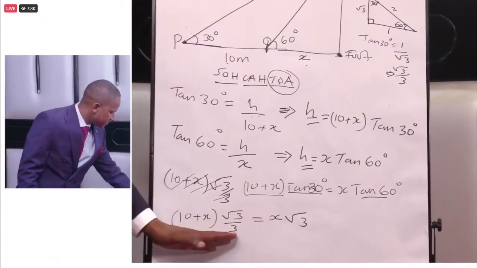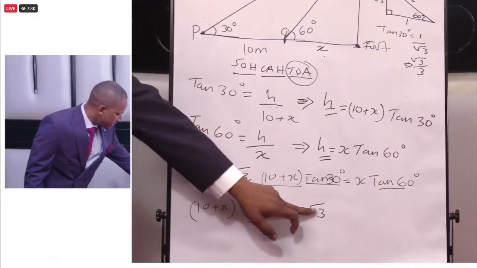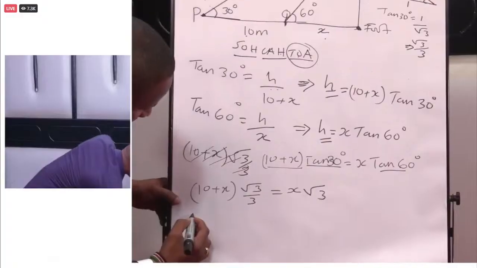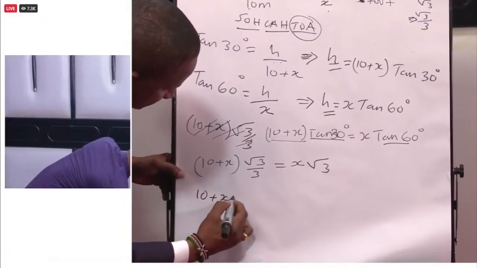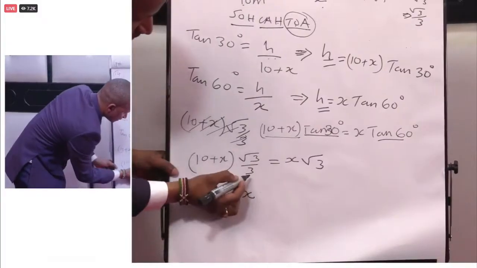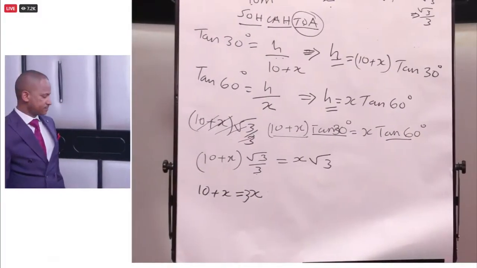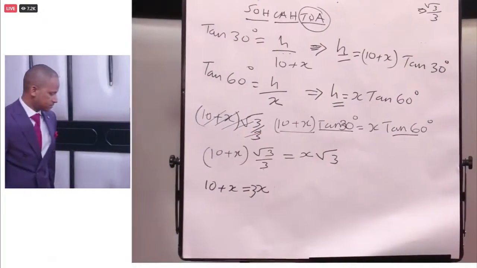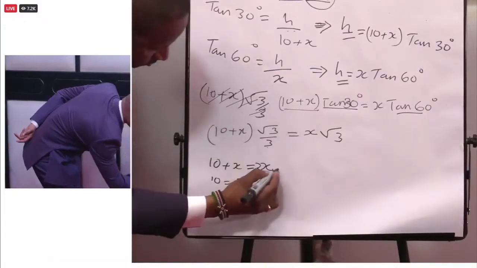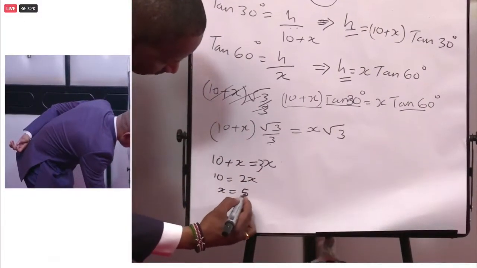So in solving this, what is common here is root 3 and root 3. So root 3 can cancel root 3. So here we have 10 plus x equals to, root 3 cancels root 3, you remain with x, then cross multiply by 3 on both sides, equals to 3x when you solve this. So therefore 10 equals to 2x. When x crosses the other side it becomes minus x. So x equals to 5.